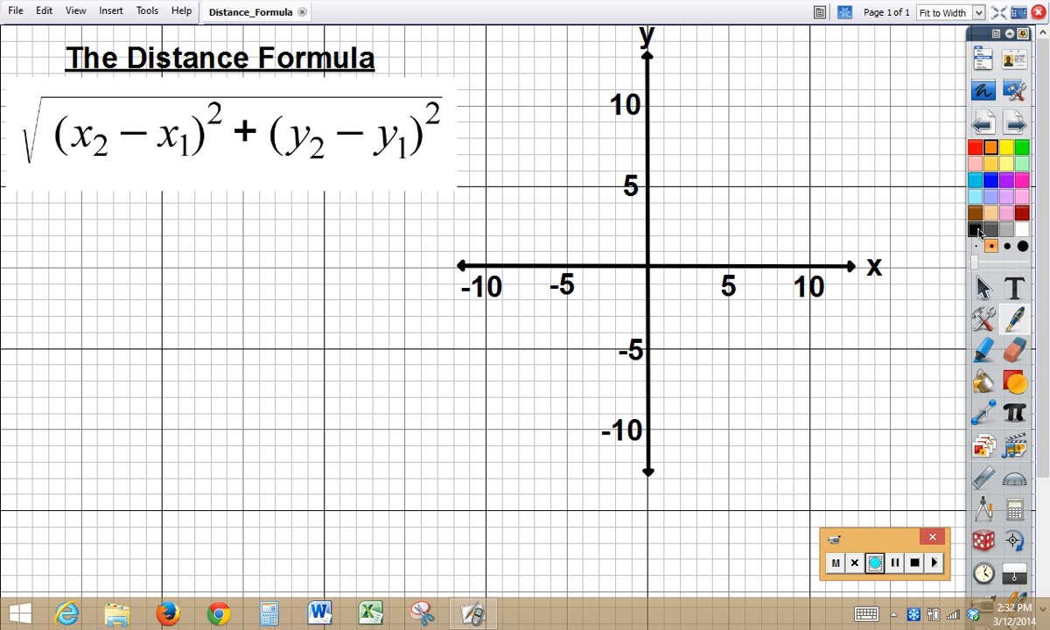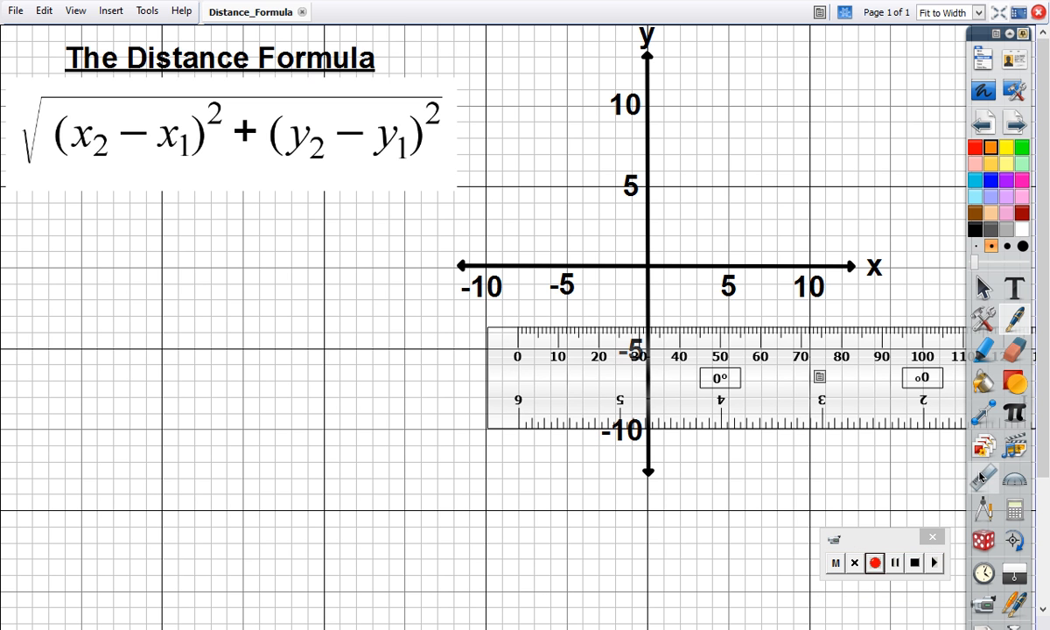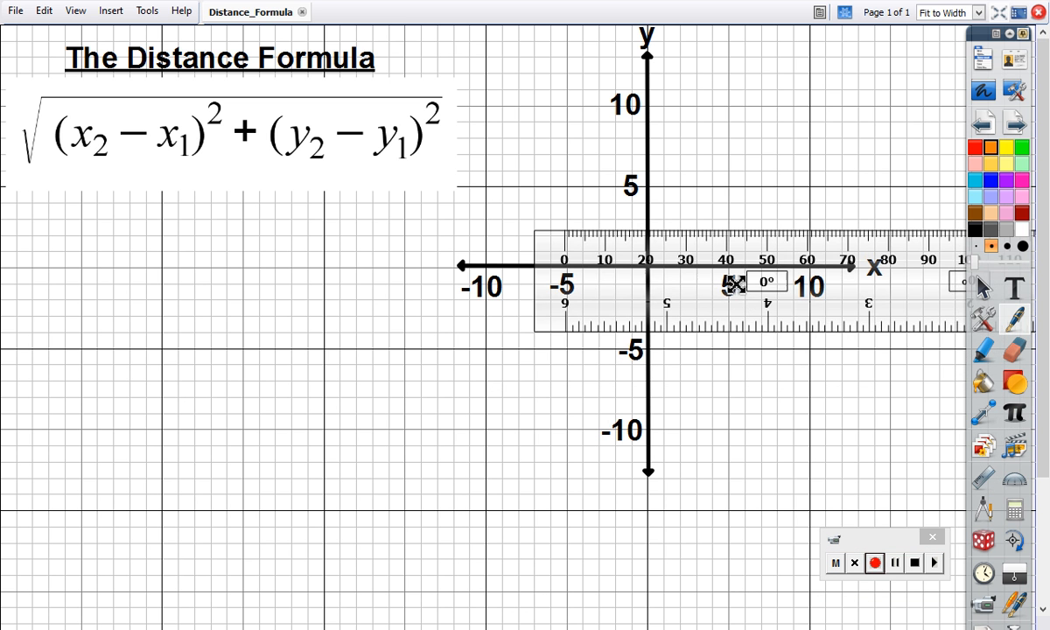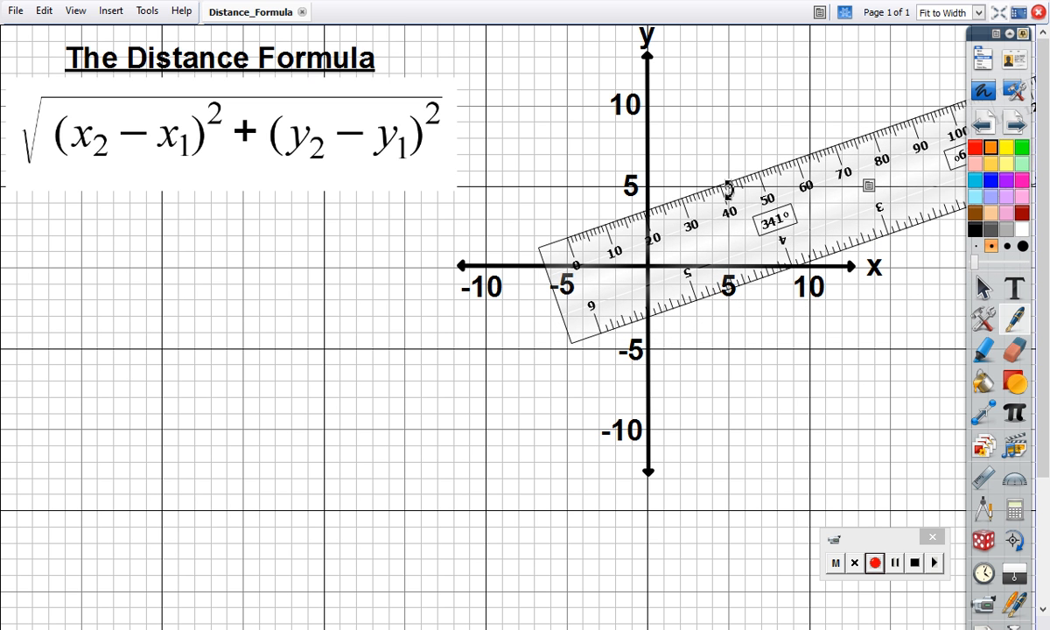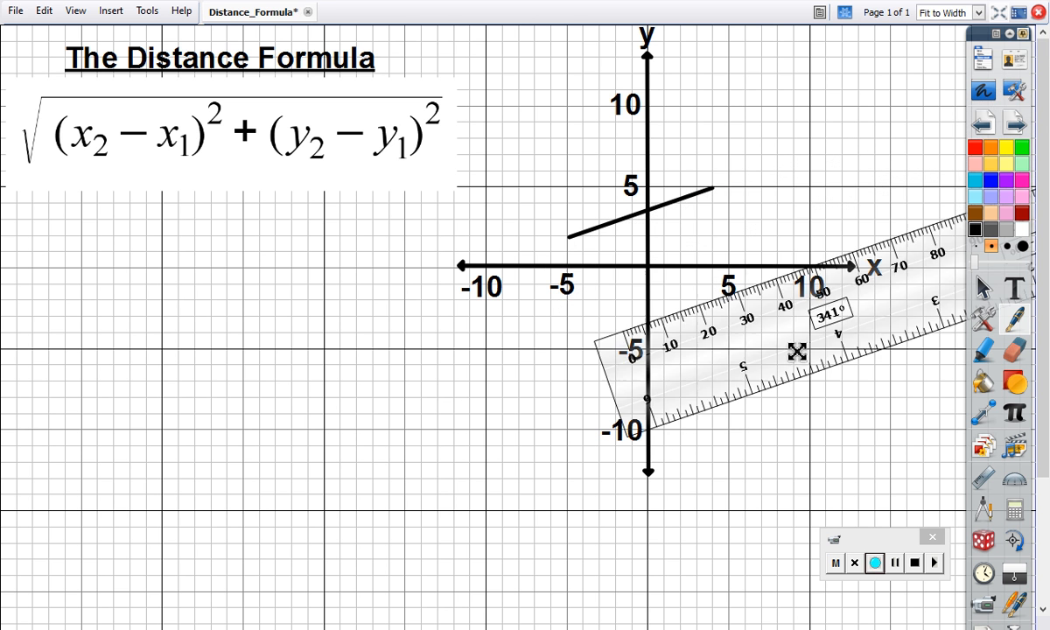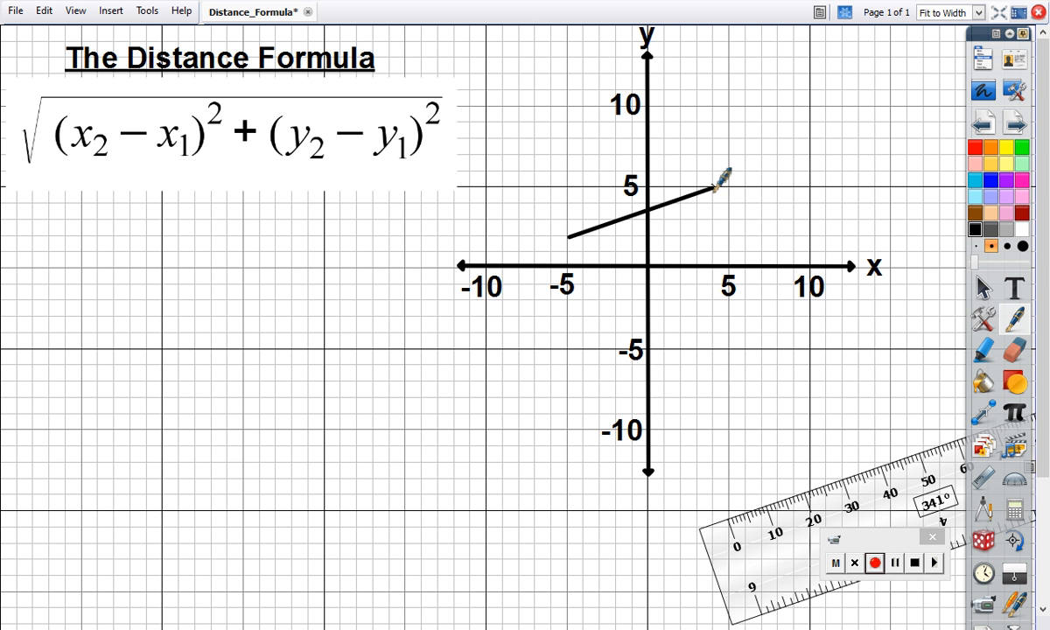So let's start by making ourselves a little line segment. I'm going to draw a little line segment, from there to there. All right, so there's my line segment. Here are my two endpoints. The first thing I need to do is write down the coordinates of the two endpoints. One endpoint is (-5, 2), and the other endpoint is (4, 5).